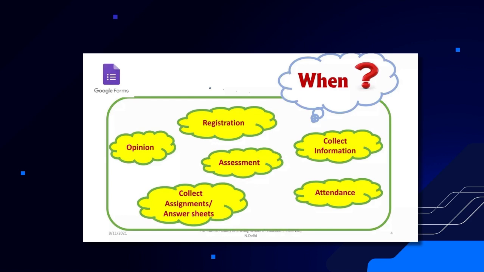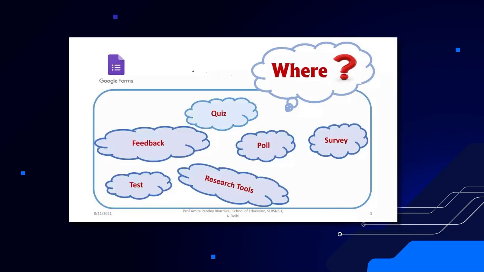To collect information, suppose you have to collect information at the beginning of the session from the students, like where they come from, or father's name, mother's name, or varied information, you can collect it also. For assignments also, you can use Google Forms. Attendance can also be taken by the use of Google Forms. Next question is where.